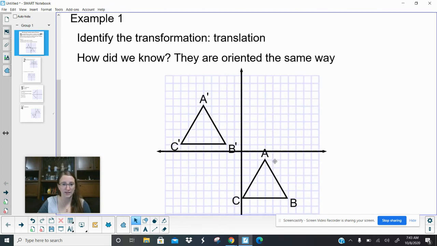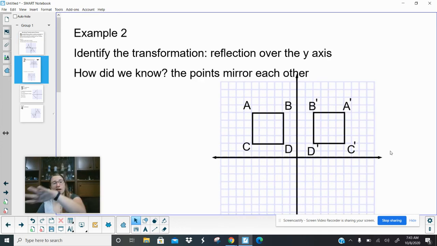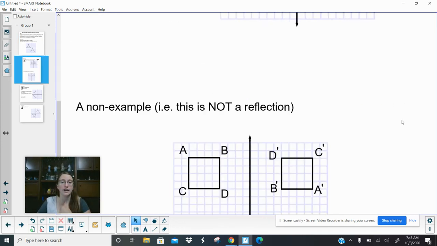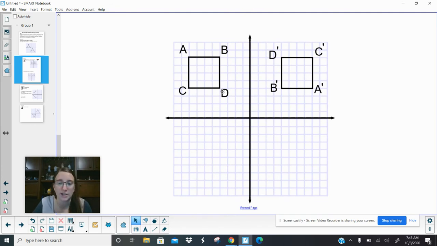Again, notice the difference between these two. All my points are in the same order here. I just slid my shape over. This one, we flipped it. Now, this is a non-example, so this is not a reflection.